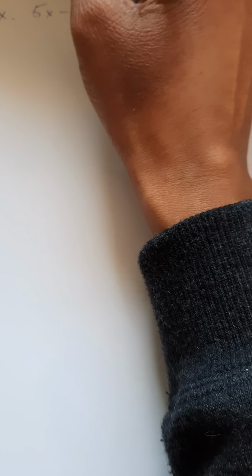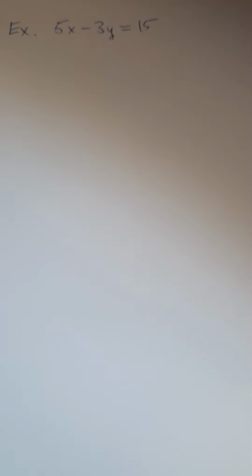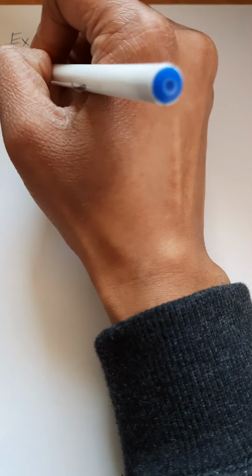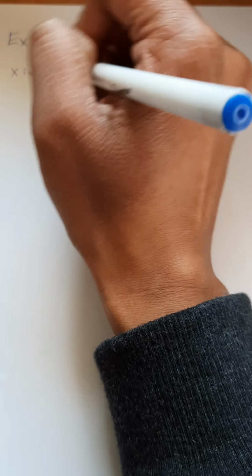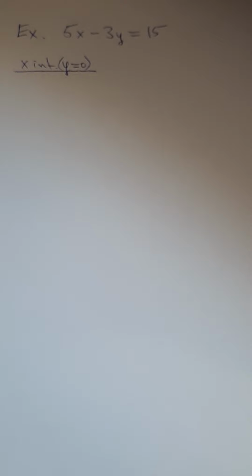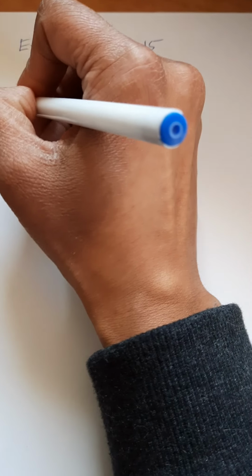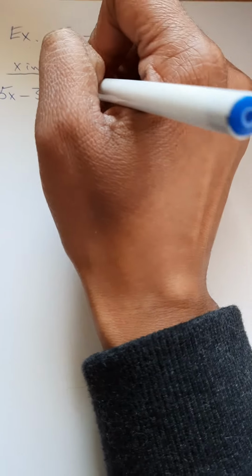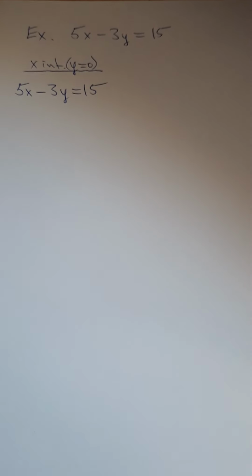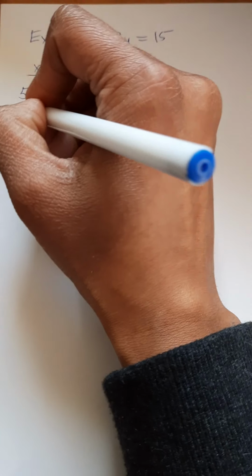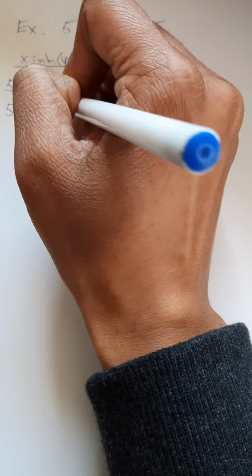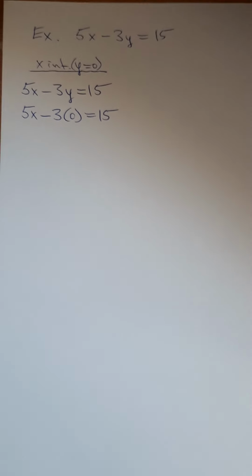This next one is going to be in terms of the x and y intercepts. So let's put example. It says to graph each line by finding the intercepts. So let's do one where we actually have to calculate it. 5x minus 3y equals 15. Now say I'm looking for the x-intercept. I'm going to substitute y as 0. So let's rewrite the equation: 5x minus 3y equals 15. I'm going to substitute y as 0 into this equation. It becomes 5x minus 3 times 0 equals 15.